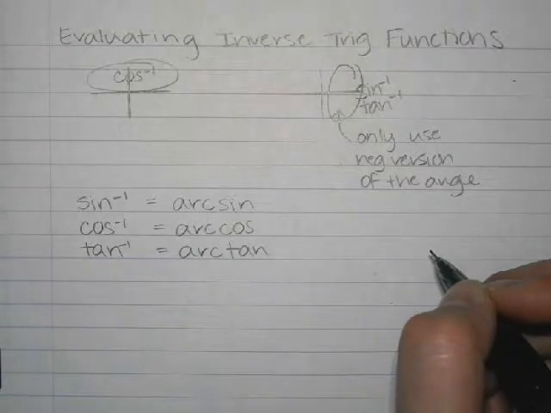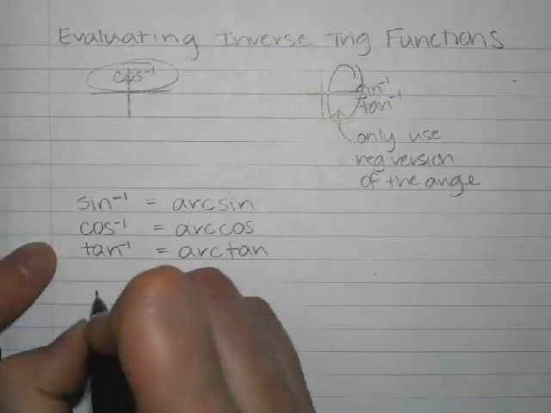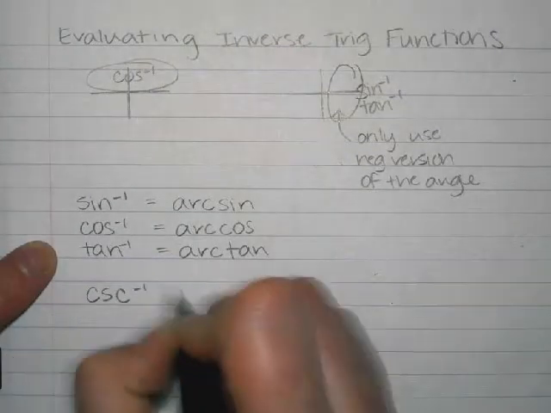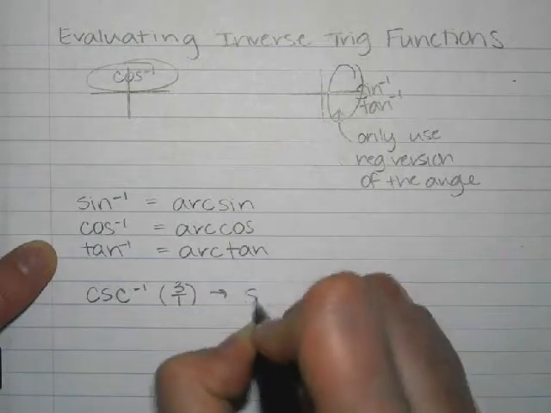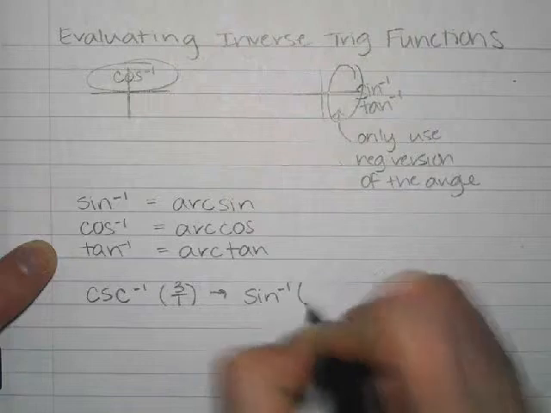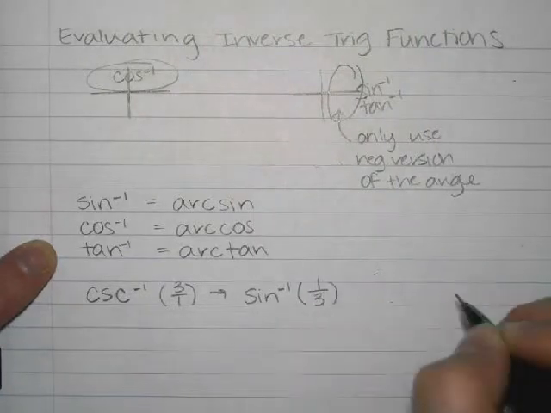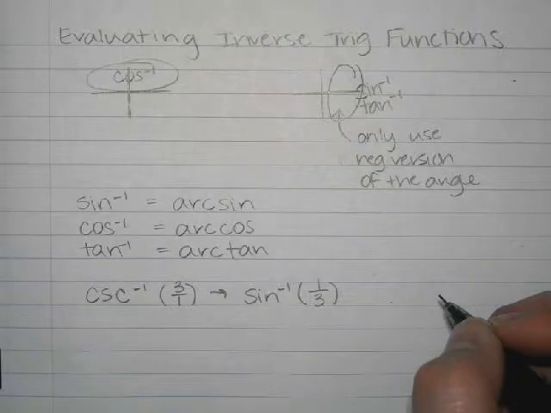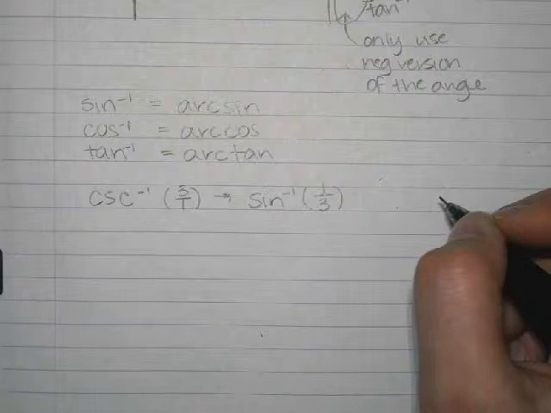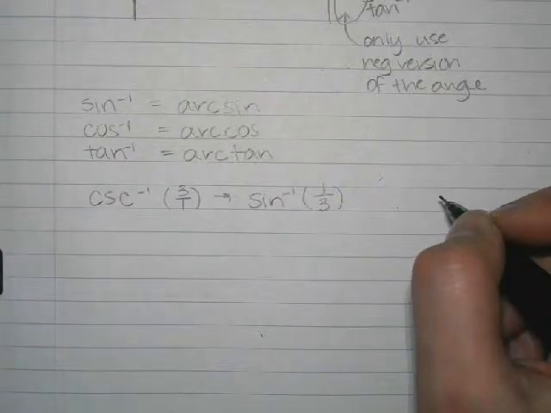Just like before, if we have a problem that is written as cosecant, we can flip it and turn it into sine, okay? So if you had cosecant inverse of 3 over 1, then you could say that that's exactly the same thing as sine inverse of 1 over 3. So just like before, we can still switch the trig function we're talking about by flipping it if we want it to be one of the ones that we are more comfortable with. Okay?